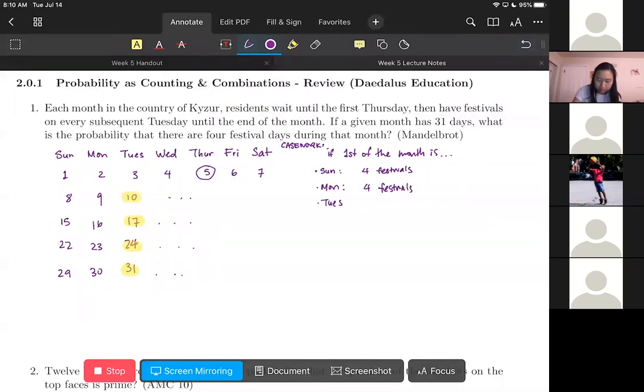What if the first day is a Tuesday? I think that would still also be 4. Mm-hmm. Wednesday? Yep, still 4. All right. Thursday? 4. Okay. What about Friday? Yes, still 4. 3.